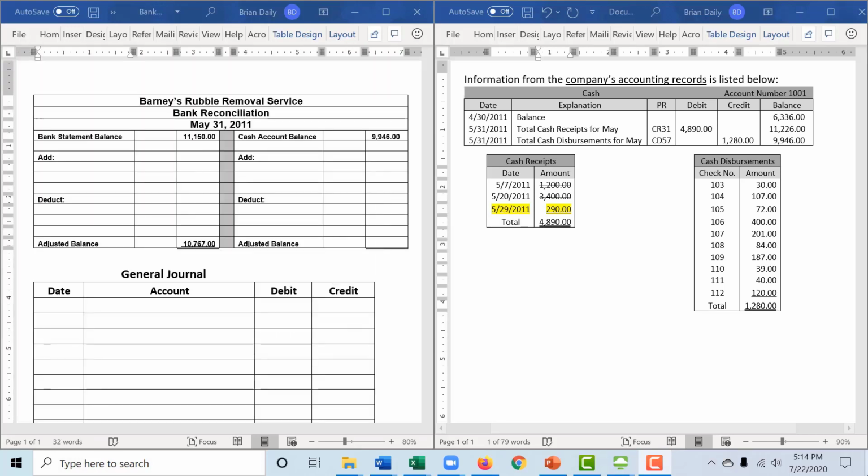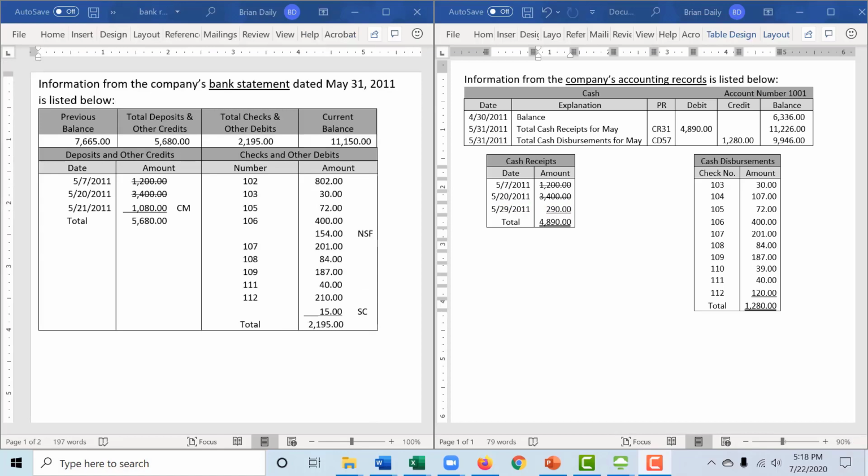Since this deposit was listed in the company's records, it is already included in the cash account balance listed on the bank reconciliation report. But since this deposit was not included on the bank statement, it is not reflected in the bank statement balance on the report. Since deposits always add to the amount of money in our checking accounts, we will always list deposits in transit as additions to the bank statement balance.